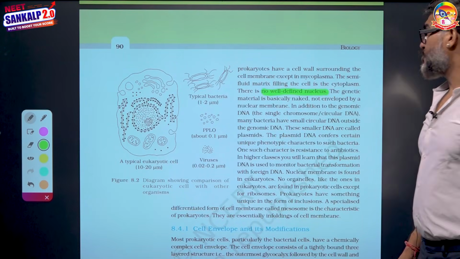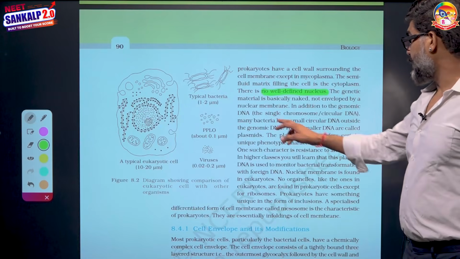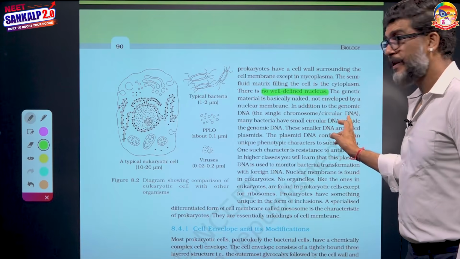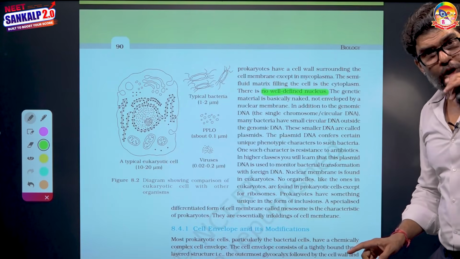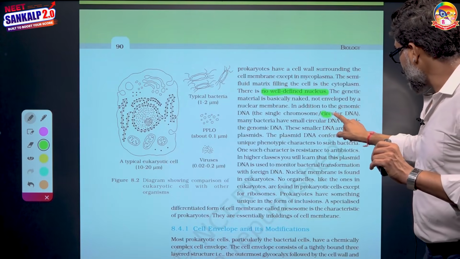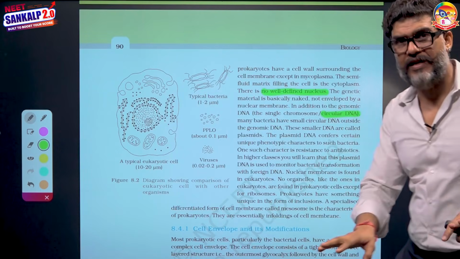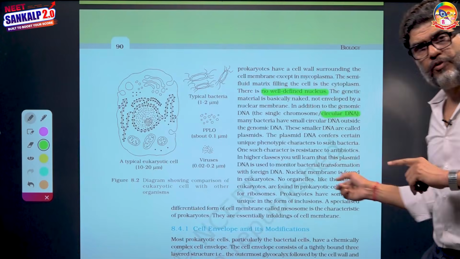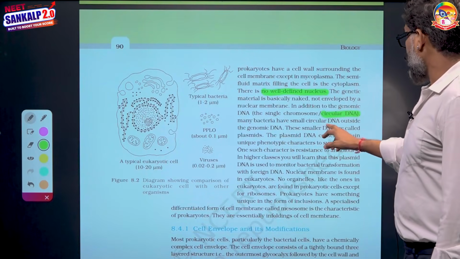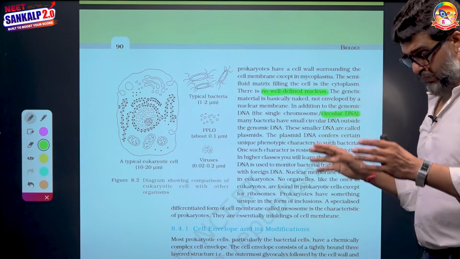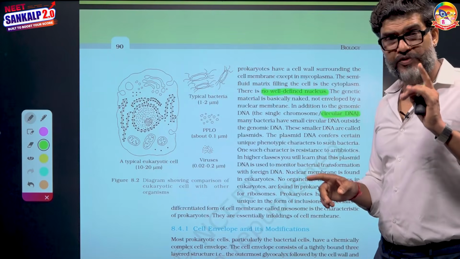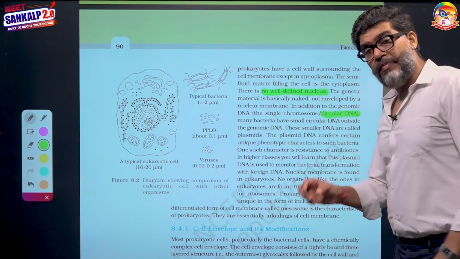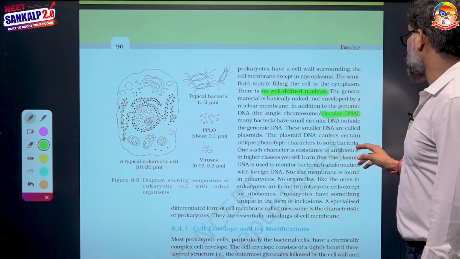In addition to the genomic DNA, you must remember the single chromosome or circular DNA. It means a single molecule. This DNA present in the prokaryotic cell is also double stranded, meaning a single molecule of double-stranded DNA is present in the prokaryotic cell. Besides this single molecule of circular DNA, which we also call genophore or nucleoid, some extra-nuclear DNA materials are also present.